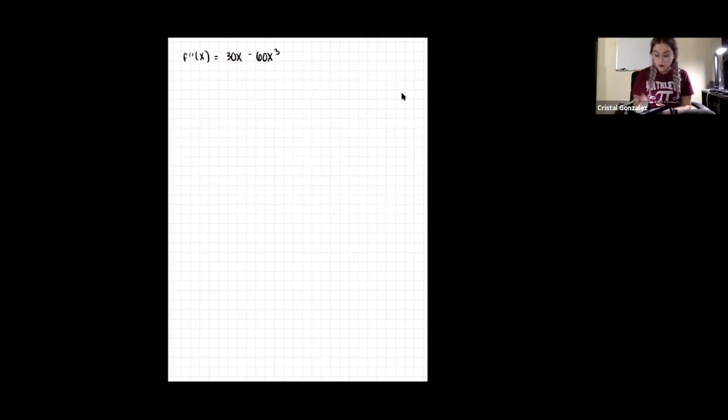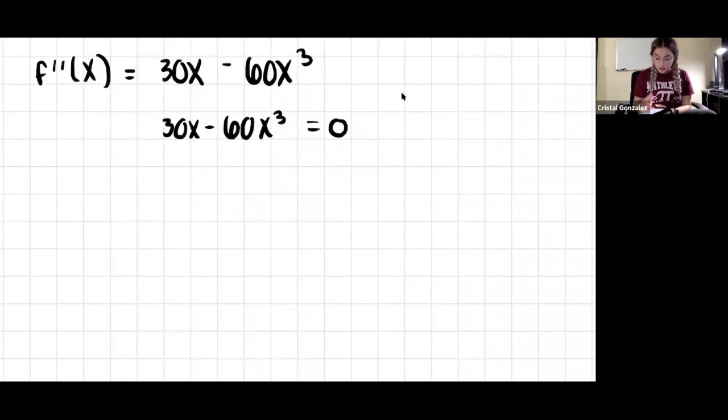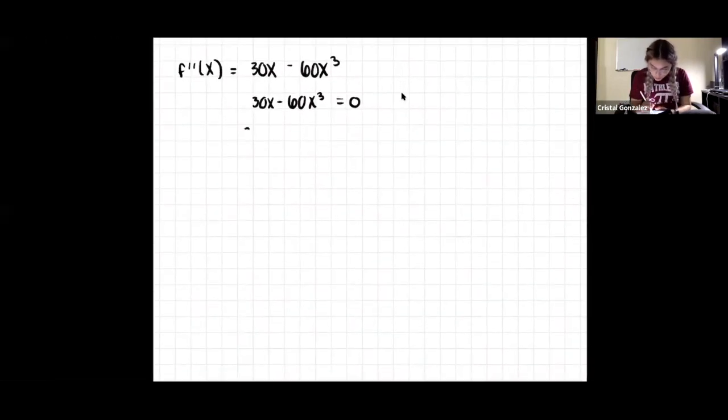And remember, in order to find our points of inflection, we do the same thing that we do with our concavity test. We take our second derivative, and we set it equal to 0. Easy peasy. And now we can factor out a 30x, which gives us 30x times 1 minus 2x squared, which is equal to 0.